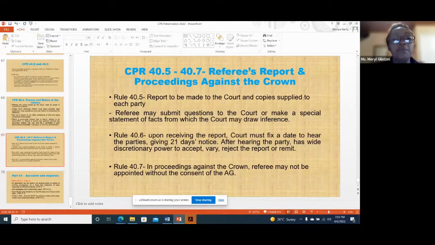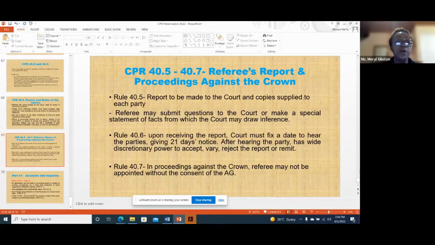The report is to be made to the court, and copies will be supplied to each party. A referee can submit questions to the court if they have any questions in relation to what exactly their report should cover. And they can also make a special statement of facts from which the court may draw inference. And I think that refers back to the fact that the referee can comment on the conduct of any party who attends the reference as well. That's something that, if you go back and look at 40 in greater detail, will flag up to you.